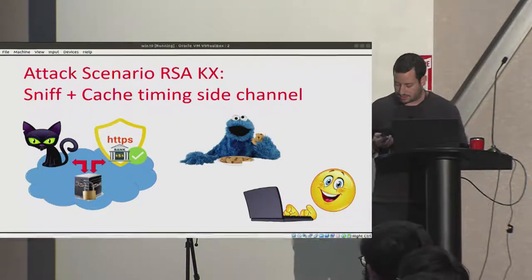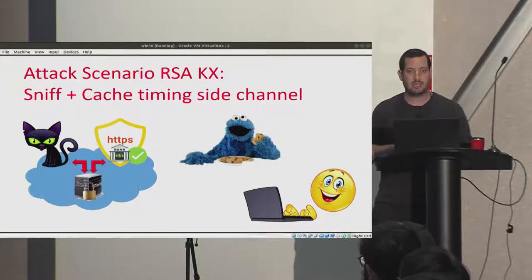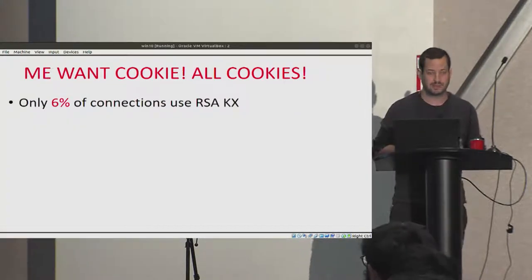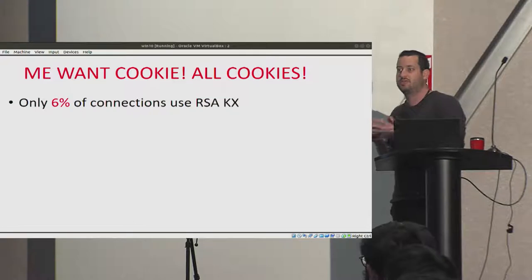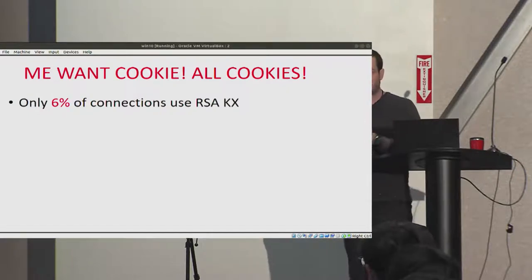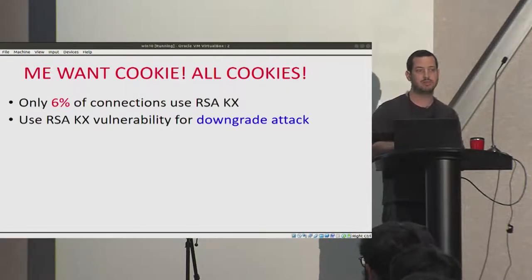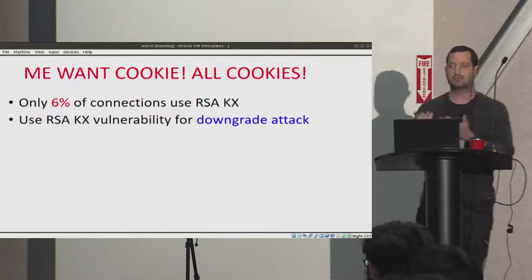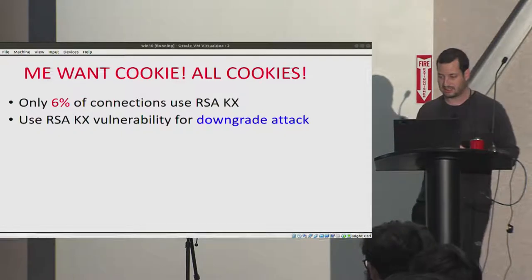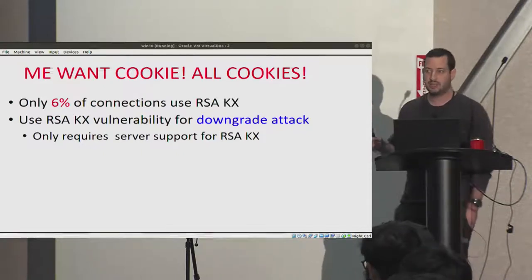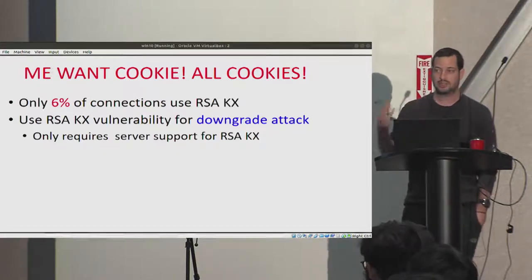Okay, so this is something that's relatively simple, but we are very greedy people, and also the cookie monster is very greedy, and we want to have all of the cookies. So 6% of the connections is not enough for us. So what we want to do is use the RSA key exchange for a downgrade attack. Basically, what we want to do is attack a connection using an elliptic-curve Diffie-Hellman or some newer cipher suite and cause it to downgrade to the older RSA key exchange. And the nice thing about it is that it only requires the server to support RSA key exchange. Even if you have a client that doesn't support this at all, we can still do this attack.